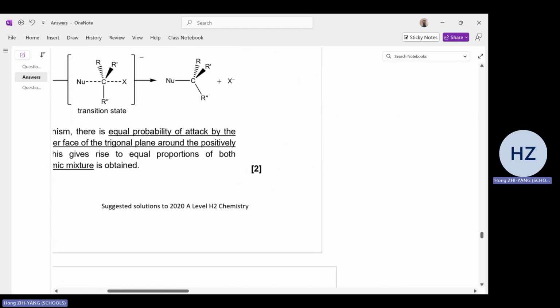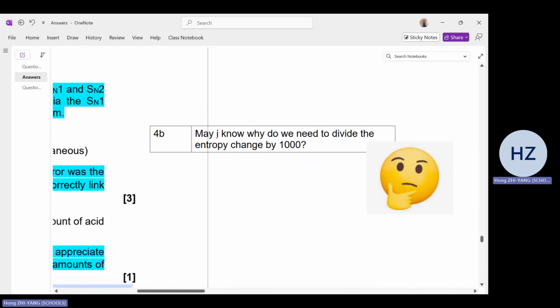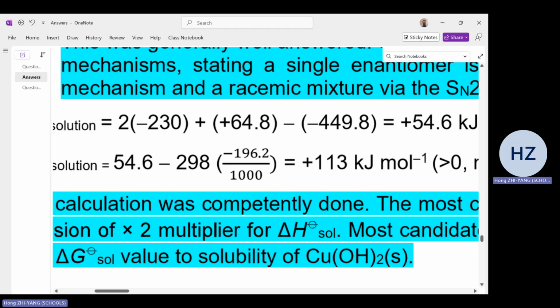Okay, let's go on. My stylus is running out of juice already. May I know 4B, why do we need to divide entropy change by 1000? I also don't know. Don't laugh. A lot of you forgot about this. Hint: what are the units usually for entropy change? Joules per Kelvin per mole. You all do not know the units, right? Joules per Kelvin per mole.